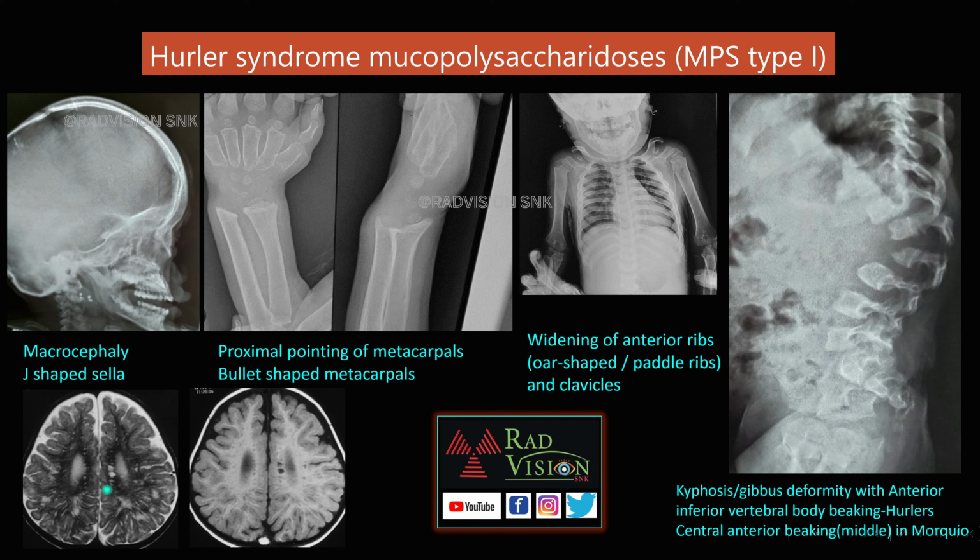And also in the Hurler syndrome, classically in the brain, you can see there will be ventriculomegaly, diffuse white matter changes, even hydrocephalus, and the classic finding is multiple dilated perivascular spaces or Virchow-Robin spaces. This is classically seen in the brain in case of Hurler syndrome. So macrocephaly with J-shaped sella, proximal pointing of metacarpals or bullet-shaped metacarpals, even anterior inferior beaking of the vertebra classically are seen in Hurler syndrome or MPS type 1, that is Mucopolysaccharidoses type 1.